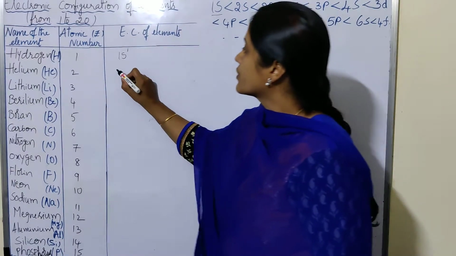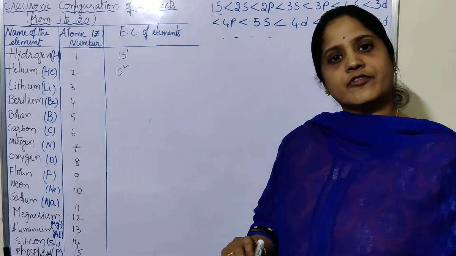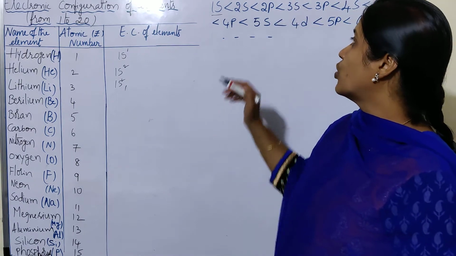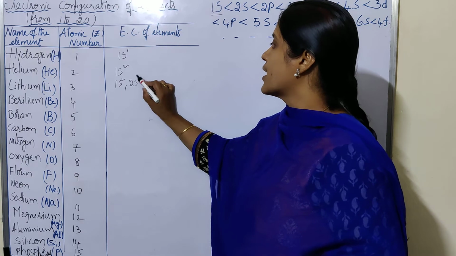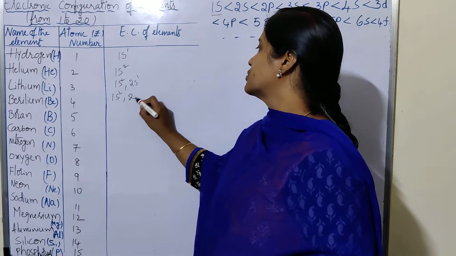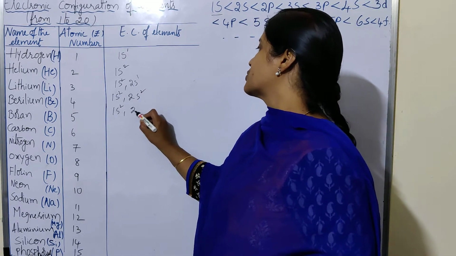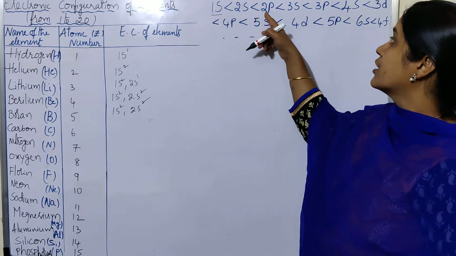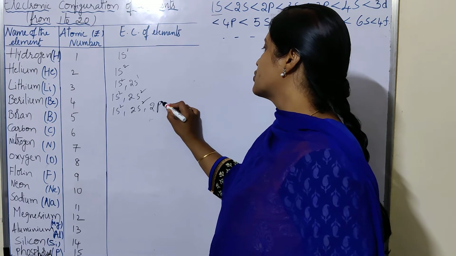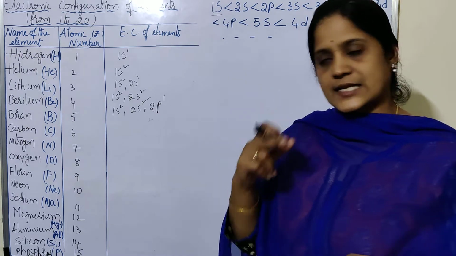Now for helium, 1s2, because in the s orbital we can fill 2. Next lithium, 1s2, 2s1. Then beryllium, 1s2, 2s2. Next boron, 1s2, 2s2, and after that we have to fill the 2p orbital, so you write 2p1. In the p orbital we can accommodate 6 electrons.